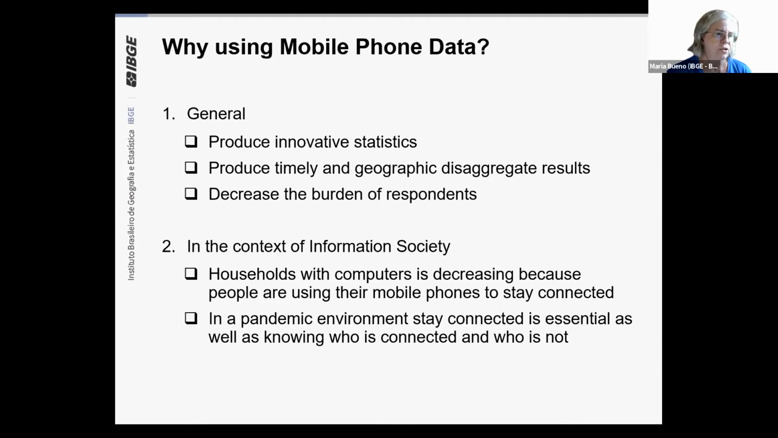As an Institute of Statistics, the use of mobile phone data addresses three main points: the production of innovative statistics, the production of timely and geographically disaggregated results, and the decrease of the burden of the respondents. And in the context of information society, we can observe that the number of households with computers is decreasing because people are using their mobile phones more and more to stay connected. So, especially in a pandemic environment, it's important to know who is using this device to be connected and who is not.